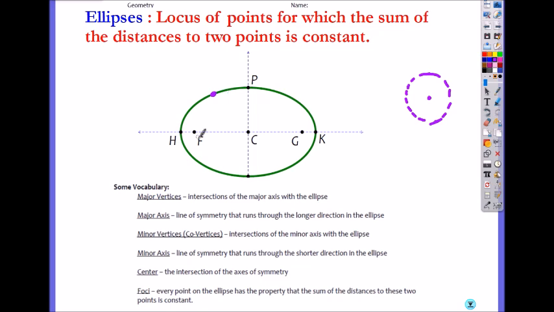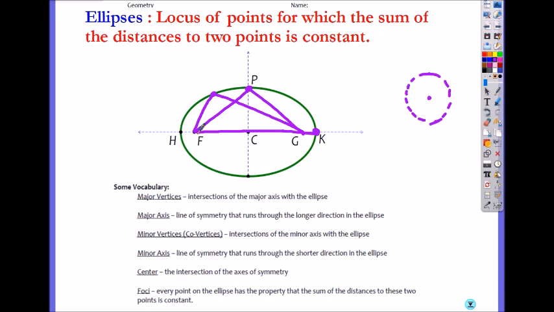These are a set of points where the distance from these 2 points, which we call foci since there are 2, will always be the same when you add them. So if you pick a point here, the sum of this distance and that distance from that point to these 2 foci will be the same as these 2 added. What if you pick a point here? The distance from this focus and that focus, when you add them, will always be the same.